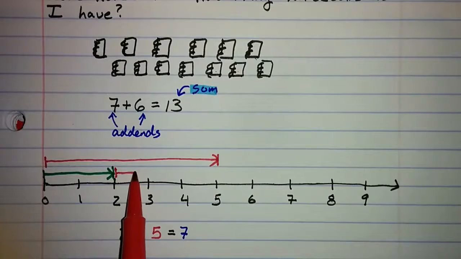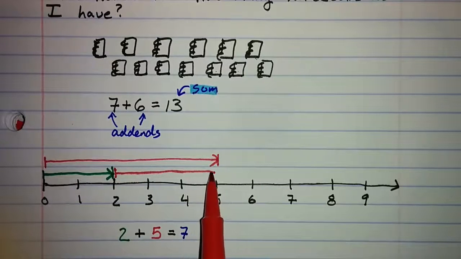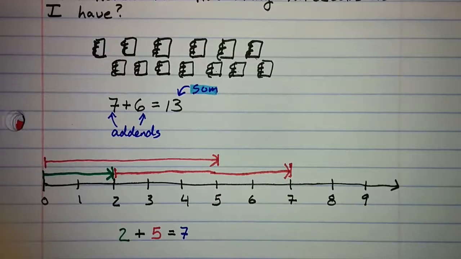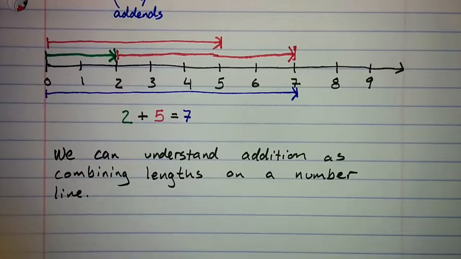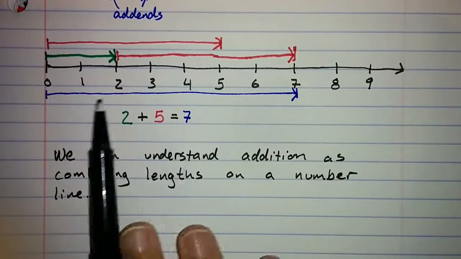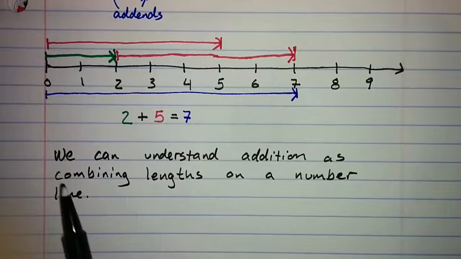So this is 1, 2, 3, 4, 5 units long. When I put those lengths together, I get the length 7. We can understand addition as combining lengths on a number line. Now this seems very simple for the whole numbers. It's going to come in handy once we bring more numbers into the mix.